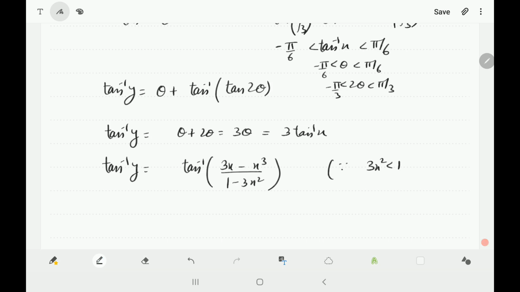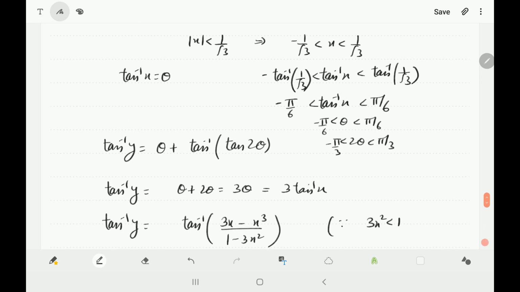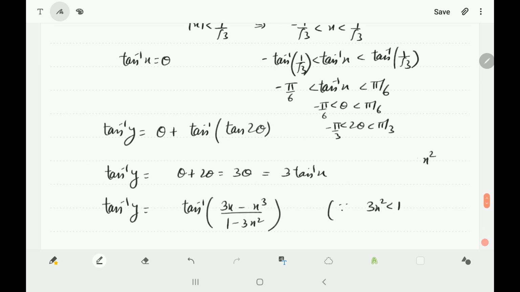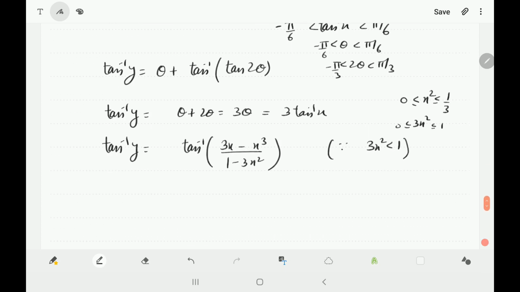3x square should be less than 1, and this is true because x is from minus 1 by root 3 to 1 by root 3. So if you take the whole square of that term, you will get from 0 to 1 by 3. Okay, so 3x square will lie between 0 to 1. So we can directly apply this formula.